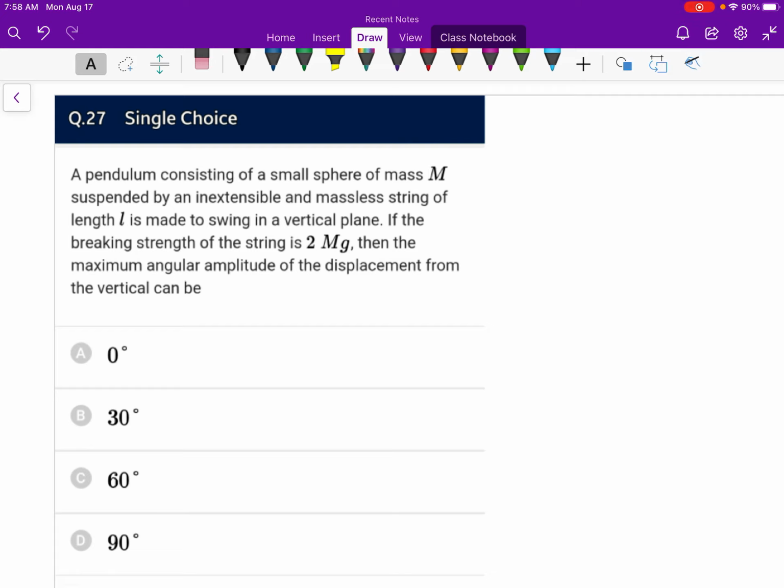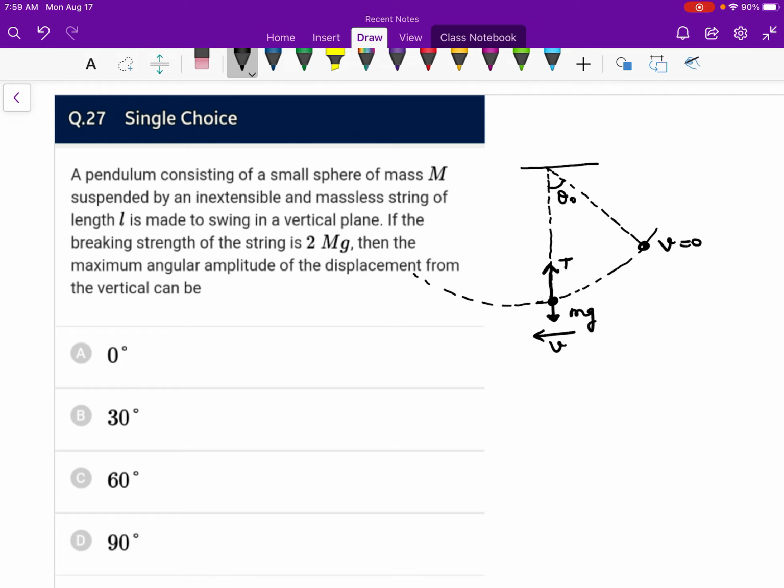A pendulum consisting of a small sphere of mass m suspended on an extensible massless string. If the breaking strength is 2 mg, then find the maximum angular amplitude. The possibility of breaking of the string is maximum at the lowest point, as there the tension is maximum. So say the angular amplitude is theta naught. At the extreme position, speed is 0, and at the mean position, say speed is v. So tension is acting upward, mg is downward. So T minus mg is equal to mv square by L.